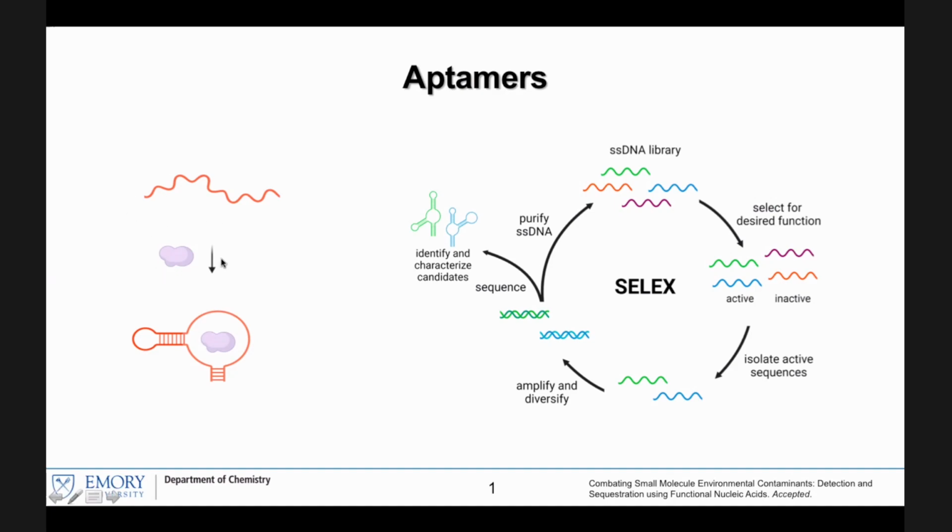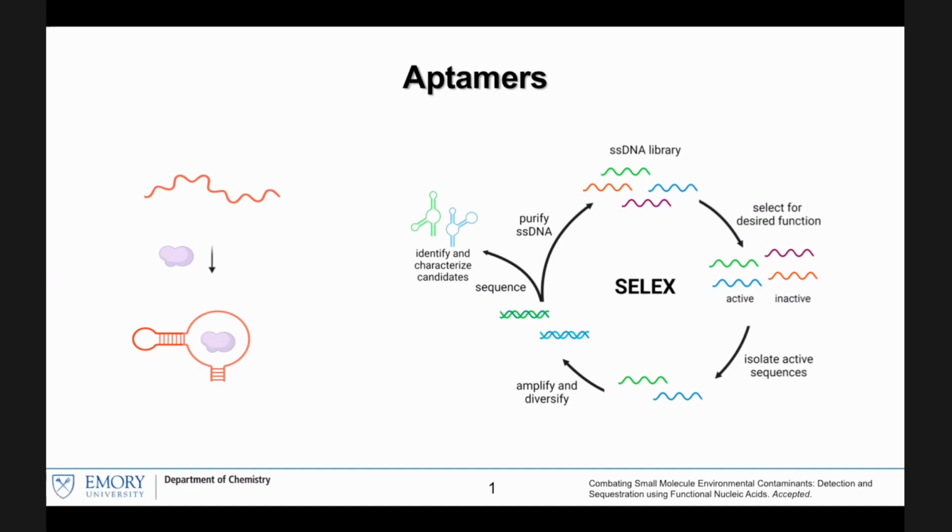In our case, we study small molecule aptamers, but this target can be anything from a small molecule to a protein to a receptor. And so basically, you have this single-stranded nucleic acid, and in the presence of a target, it adopts this secondary structure and binds with high specificity and affinity typically.